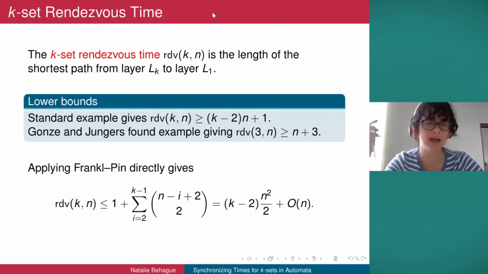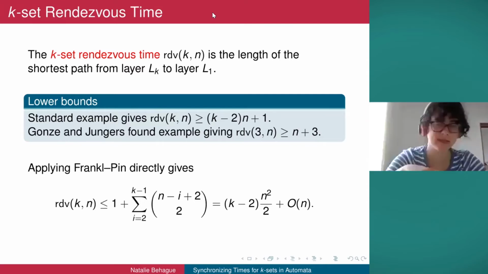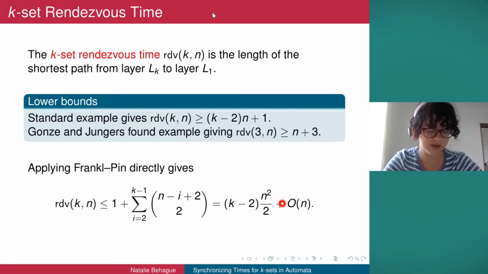So now we say we're in layer k-1, maybe we're in the worst thing in layer k-1. How long does that take to squash to the next layer, and so on and so forth. And you get this thing that's like k-2 and k-2 over 2 n squared. But that doesn't really capture the flavor of what we actually wanted with this k-set rendezvous stuff, because we're just using Frankel-Pin except for the first step.